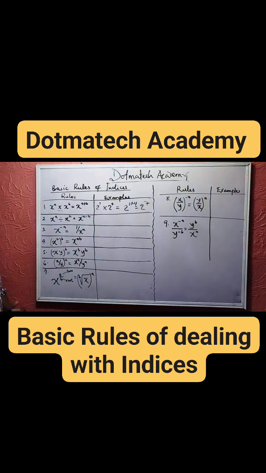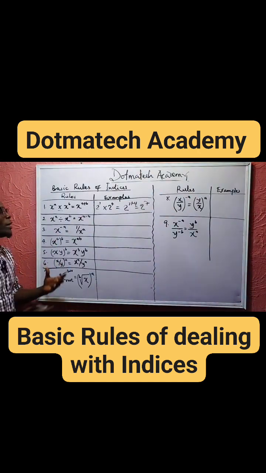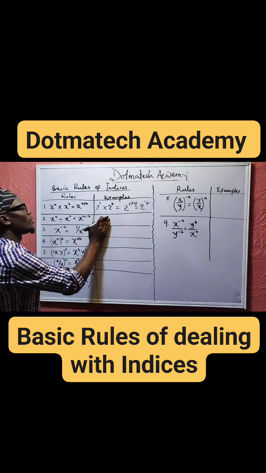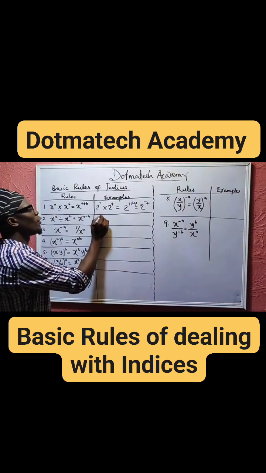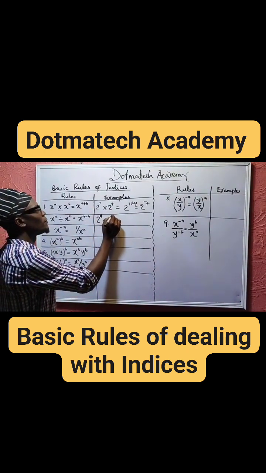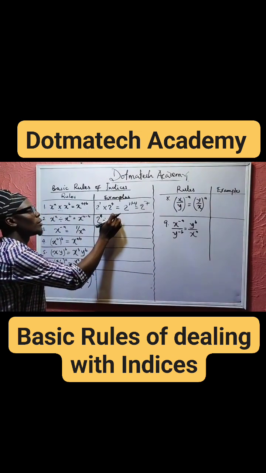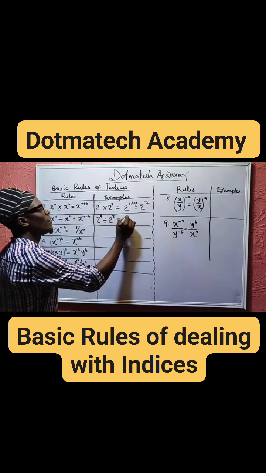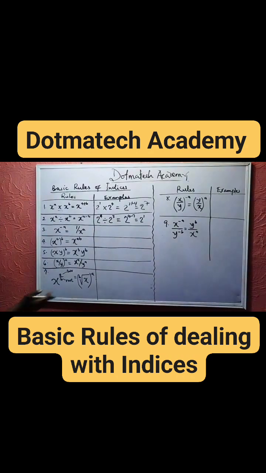Let's go to rule number 2. When you have x raised to power a divided by x raised to power b, what the rule says is that you just subtract the powers from each other. Let's pick an example, say 2 raised to power 4 divided by 2 raised to power 3. That will be subtracting the power of this from this. That's what the rule says. 4 minus 3, and that will be 2 raised to power 1.